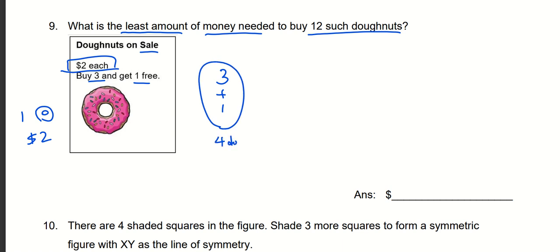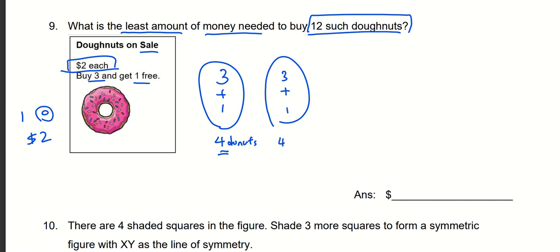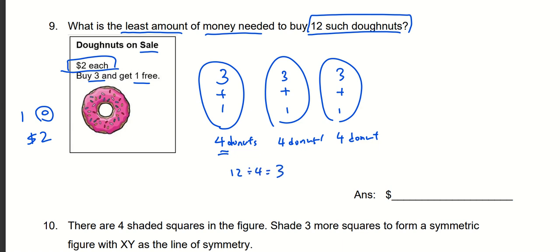Okay. If I go with such ideas to get 12 donuts, that would mean I will need 3 of such groups, right? How many groups would I need? So 4 and then 4, and then you have another group of 3 plus 1, 4 donuts. So 4 times 3 is 12, or 12 divided by 4 is 3. You can think about it this way also. So in other words, you have 3 sets of the 3 plus 1.